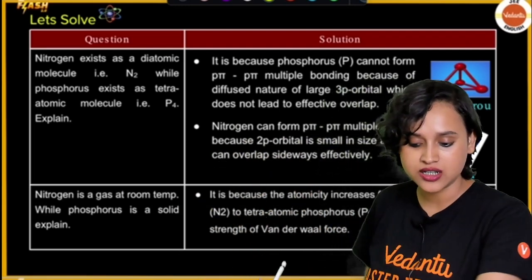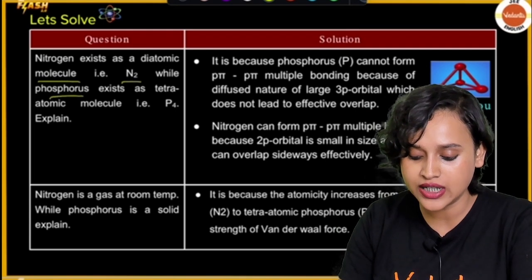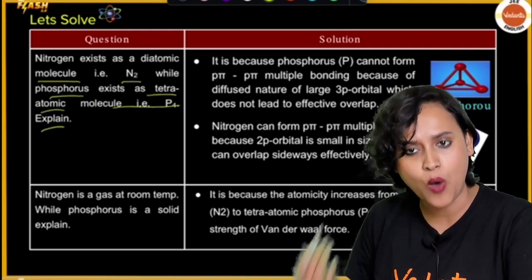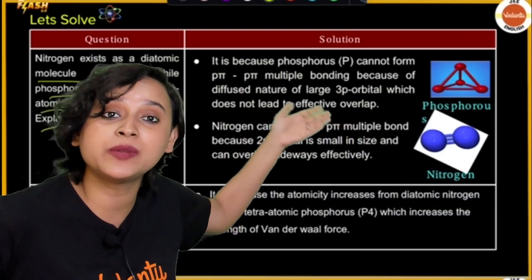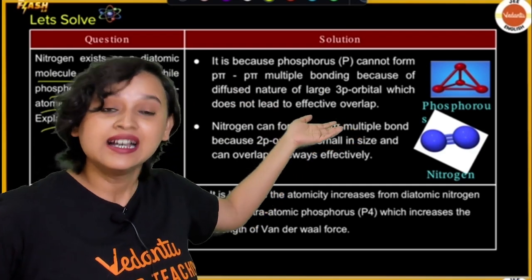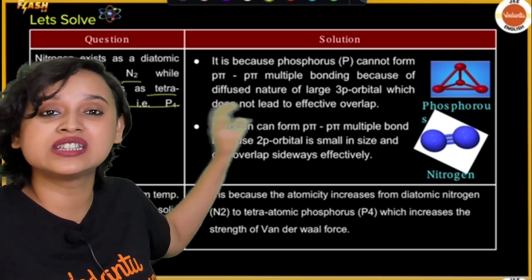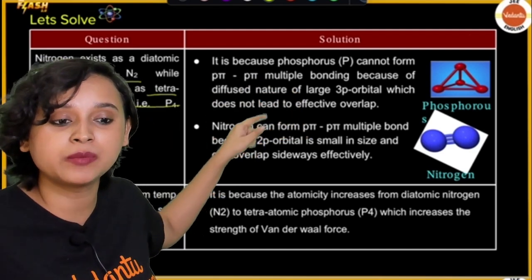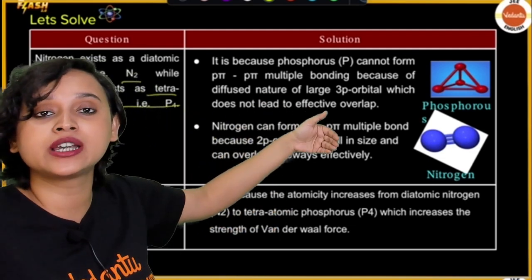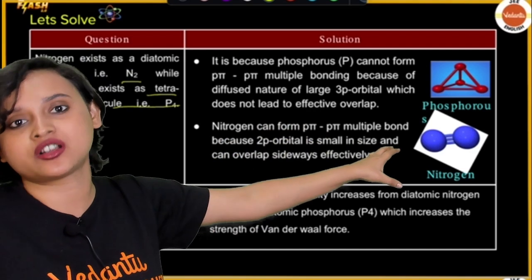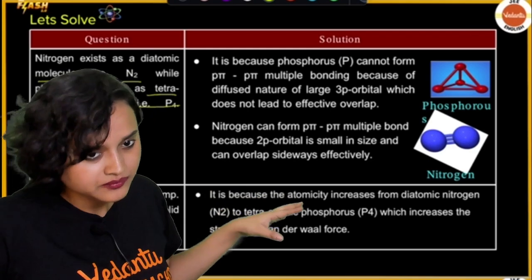These are important questions. Like for example, nitrogen exists as a diatomic molecule, that is N2, while phosphorus exists as a tetraatomic molecule, P4. Why? The answer is that phosphorus cannot form multiple pi bonds. I told you. Yes, this strength, this power is only with nitrogen. Only nitrogen can form multiple pi bonds, and not only with nitrogen, but it can also form pi multiple bonds with other atoms which are of similar size, like carbon or oxygen, right? Okay, got it? Clear? Yes.